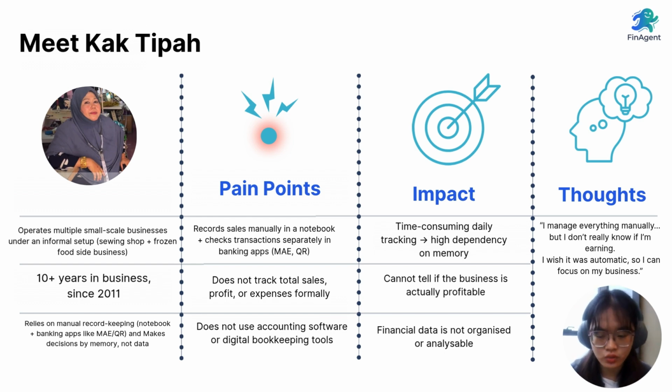She runs two businesses at once, a sewing shop and a frozen food side business. But like many MSMEs, her system is fully manual. The result? She doesn't actually know if she's making a profit and spends more time tracking numbers than growing her business. And this is not an assumption. We validated this through real interviews where we observed how micro businesses actually operate. So the problem is clear. It's not that SMBs don't work hard, they simply lack simple automated financial feasibility.